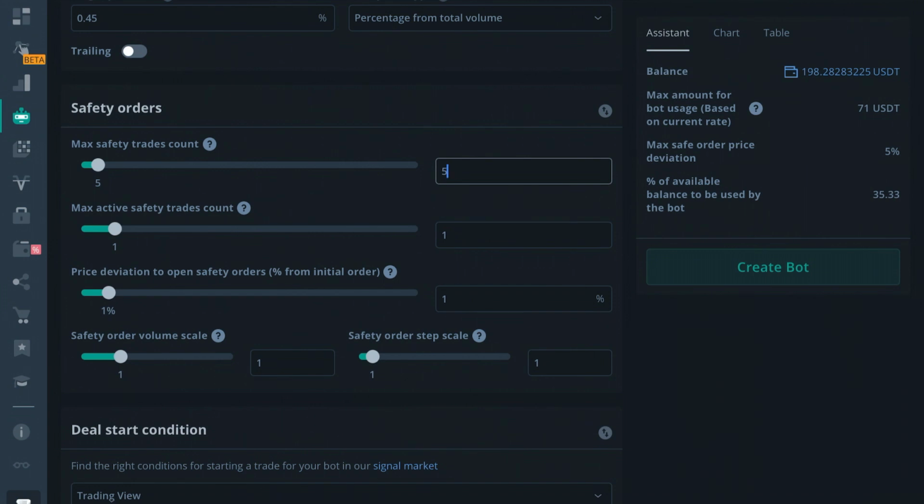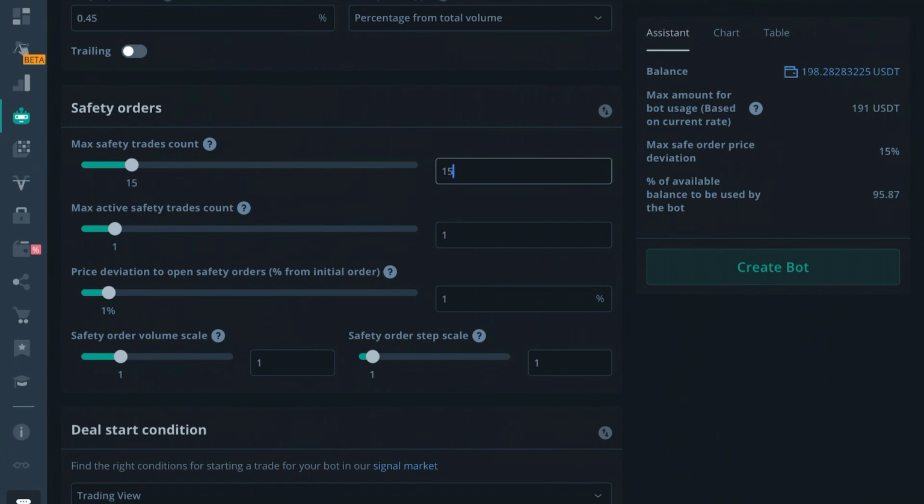If we have 10 max safety trades count, that means our bot will have 10 safety orders in its line of defense to help us dollar cost average the price of the asset we've invested in. If we set it to 15, we'll have 15 safety orders. So 5 additional chances to correct the price and dollar cost average our way into this asset. Now, if you take note, the more safety trades you add, everything changes, right? If you have 10, your max amount for bot usage goes up, your max safe order price deviation goes up, and your percent of available balance to be used by the bot goes up. If you put 5 here, everything's going to go up more, right?